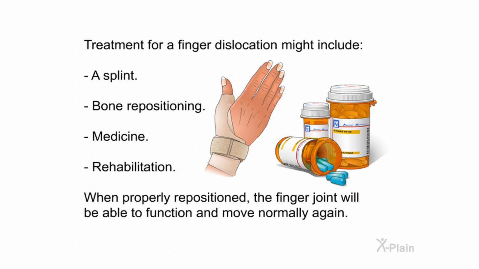Treatment for a finger dislocation might include a splint, bone repositioning, medicine, or rehabilitation. When properly repositioned, the finger joint will be able to function and move normally again.